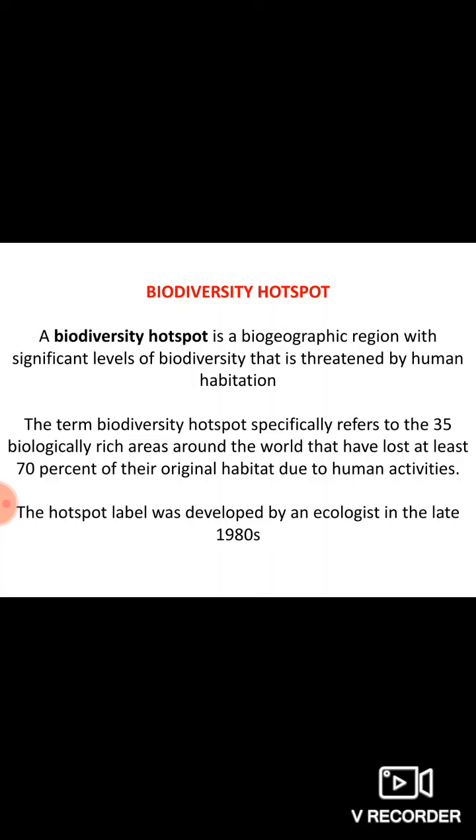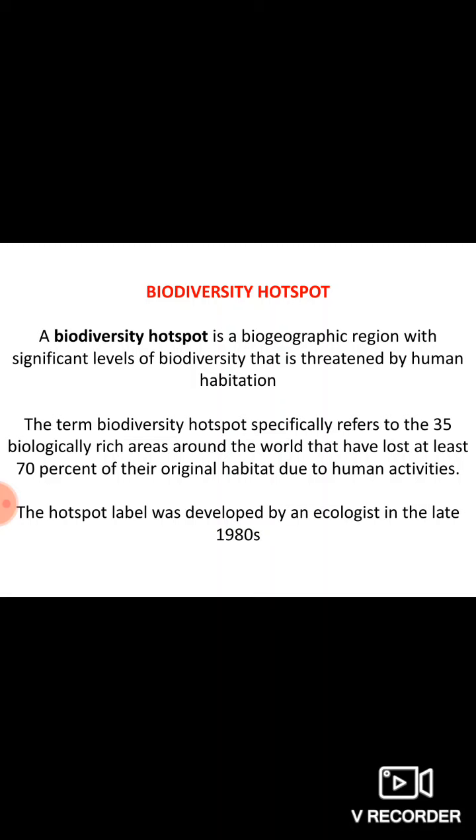Listen to my sentence carefully once again. Any biologically rich region which gets affected at least 70% and above because of human activity, not because of any other reason, such a region is termed as a hotspot.